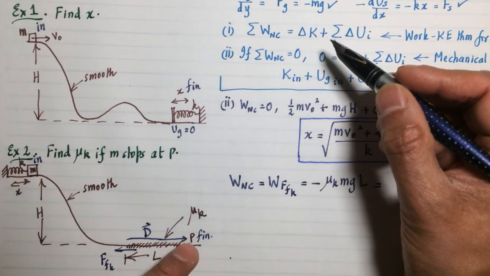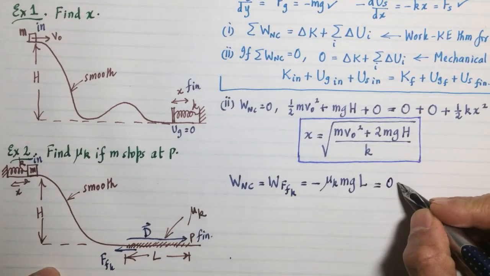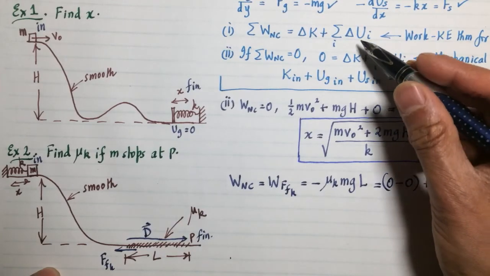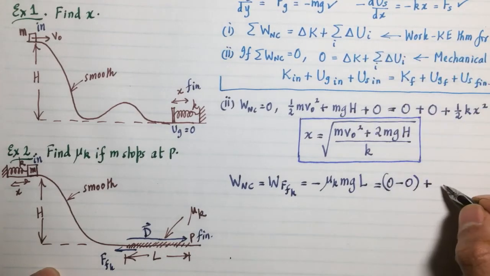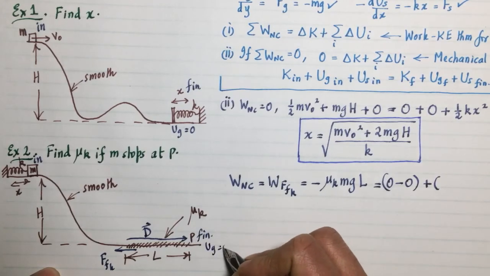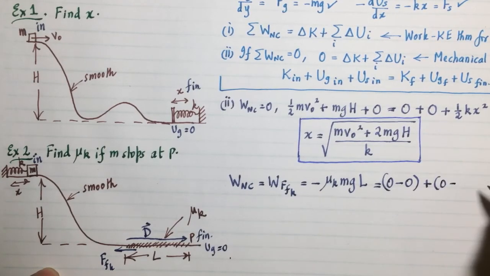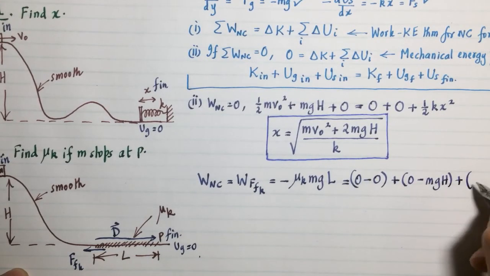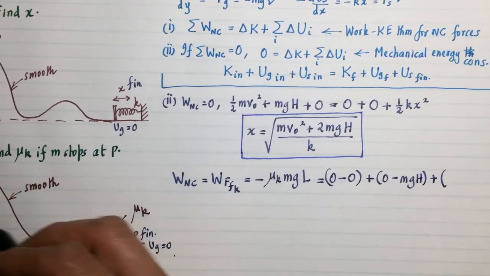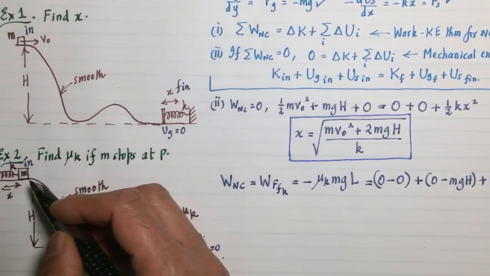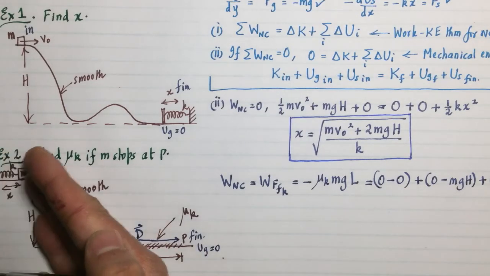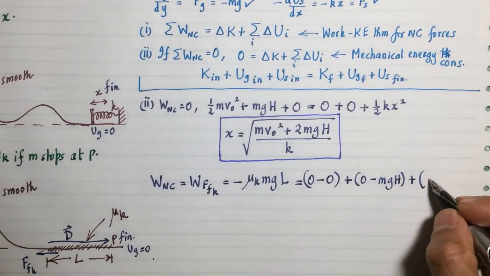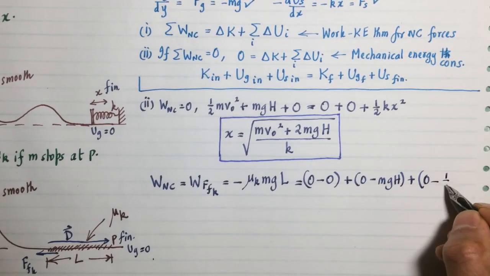It's not moving initially, it's not moving at the end. So the change in kinetic energy is 0 minus 0, plus the change in gravitational potential energy. The final gravitational potential energy, once again, we'll take this to be 0. So it's 0 minus mgh. And then the change in the spring potential energy. The spring is completely relaxed at the end. Initially it was completely compressed, so the spring at the end will have no energy, and initially it's got energy 1/2 kx squared.